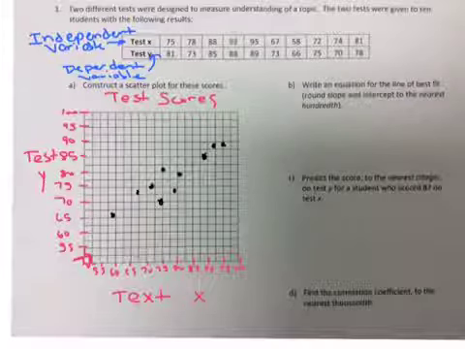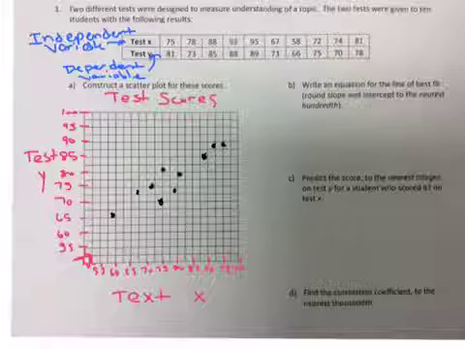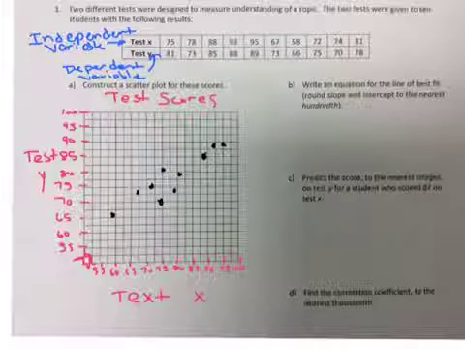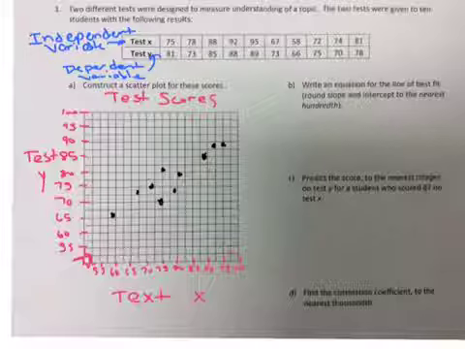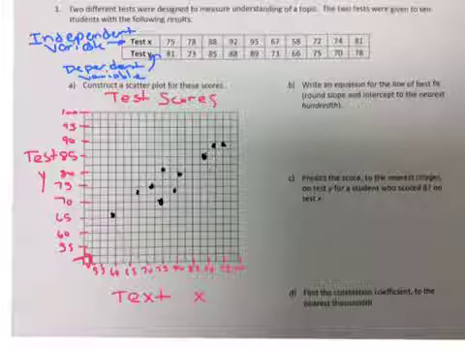Okay, so I went through and plotted all the points, and what we can see here is that it appears that they have a positive correlation. It appears that the higher they scored on test X, the higher they also scored on test Y. The points are going up in a positive direction. So when we do eventually find the correlation coefficient, it should be a positive number.